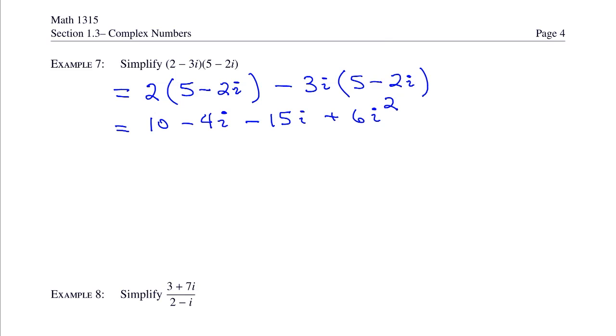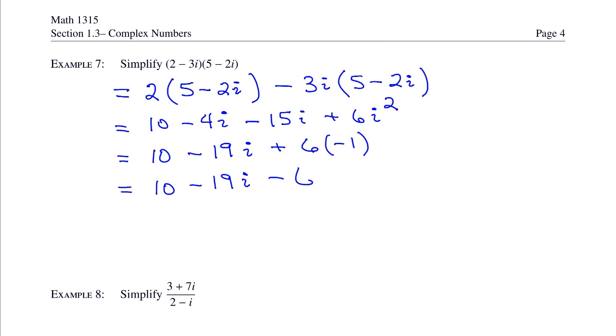In the next step, I'm going to take 2 steps here. I have 10. We have the i's, negative 4i minus 15i. Together that's negative 19i. And then 6i squared, I'm going to change the i squared into negative 1. So we have 6 times negative 1. Multiplying the 6 and the negative 1 together gives me negative 6. And then simplifying the 10 and the negative 6 is 4, and then minus 19i.